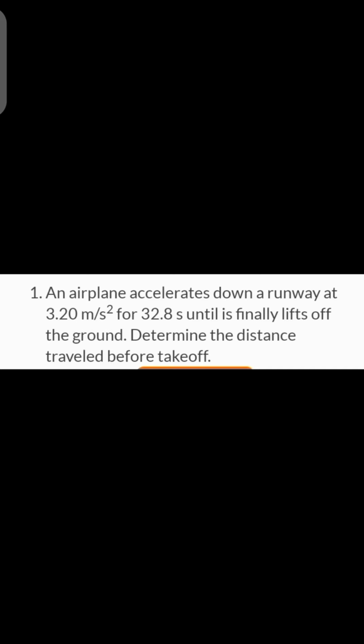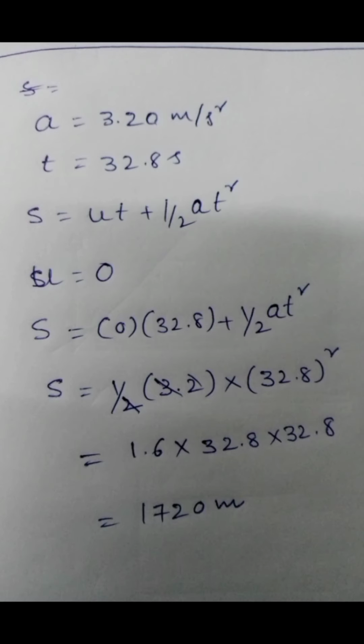So the question is: an aeroplane accelerates down a runway at 3.20 meter per second square for 32.8 seconds until it finally lifts off the ground. Determine the distance traveled before takeoff. From the problem, they are giving a equal to 3.20 meter per second square. a means acceleration. Time is 32.8 seconds.